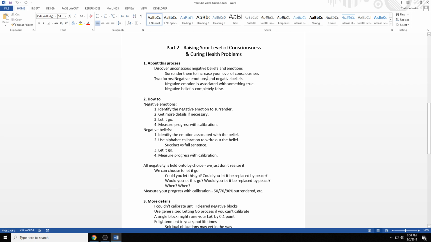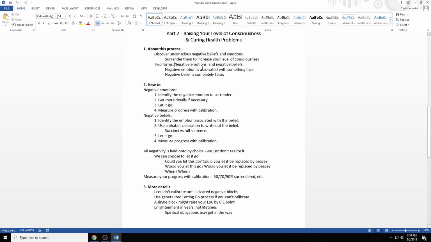There is no false belief per se. So yeah, there's these two forms. And I'm going to be talking about each one separately because the process is a little bit different. So with negative emotions, you actually don't need Alphabet Calibration to raise your level of consciousness by identifying and surrendering these, because we have the map of consciousness that lays out all the negative emotions for us. Shame, guilt, apathy, so on and so forth. So first I'm going to talk about the negative emotion process because it's simpler.